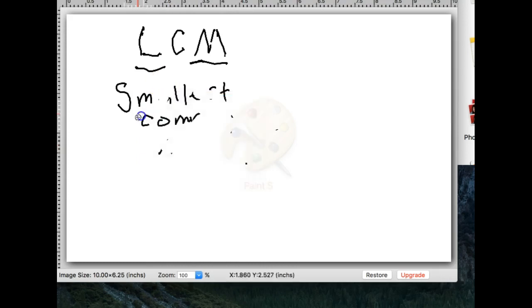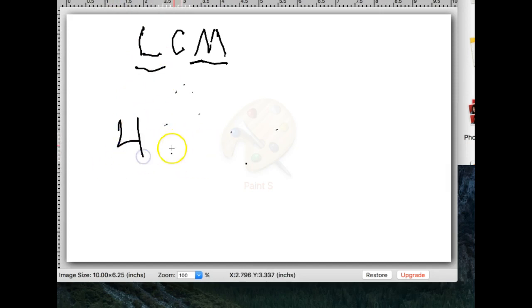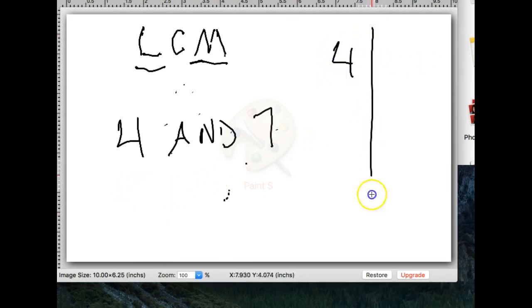So let's actually do a problem. If we had two numbers, let's say we have 4 and 7, what's the smallest multiple that they share? What I do with least common multiple is I use a T-chart, just like this, and then I skip count.